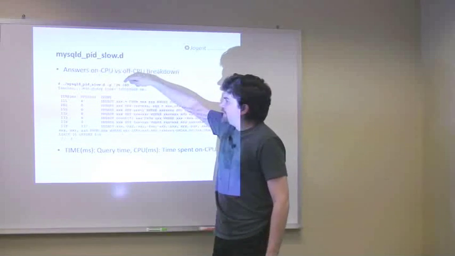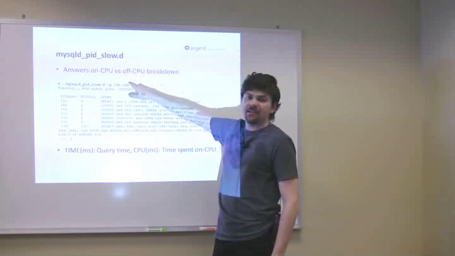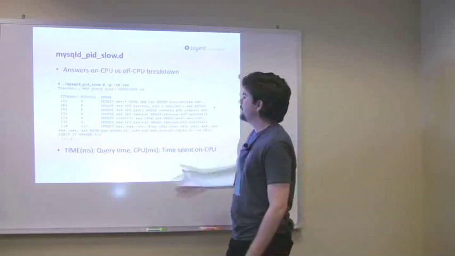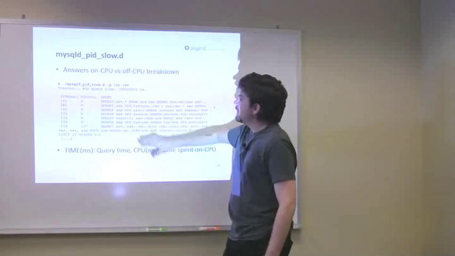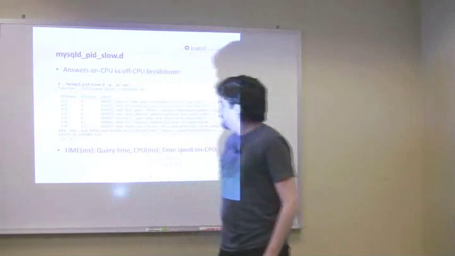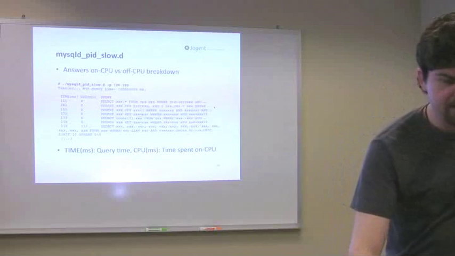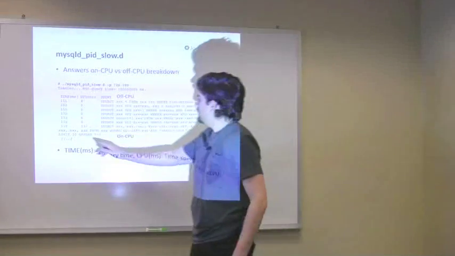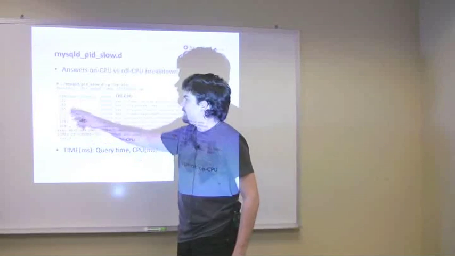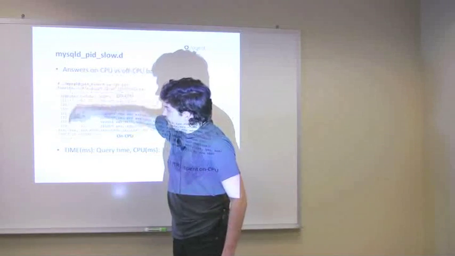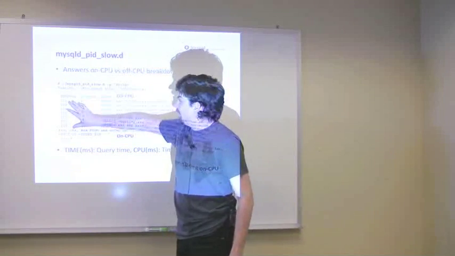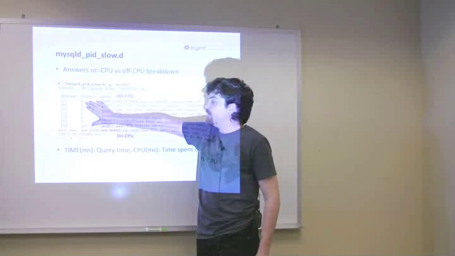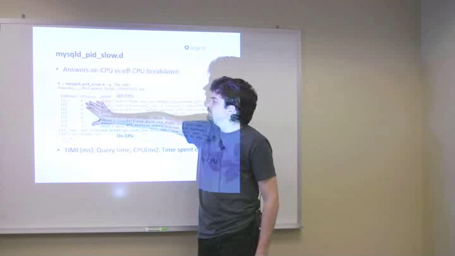When you run it, it attaches to a process ID, and you give it a millisecond argument, and it will only print out queries slower than that argument. Here I said 100 milliseconds. So it's only printing out queries slower than 100 milliseconds, and there are 2 columns that let us identify the on-CPU queries versus the off-CPU queries. This column is the time of the query latency. This column is the total time that query spent on CPU.